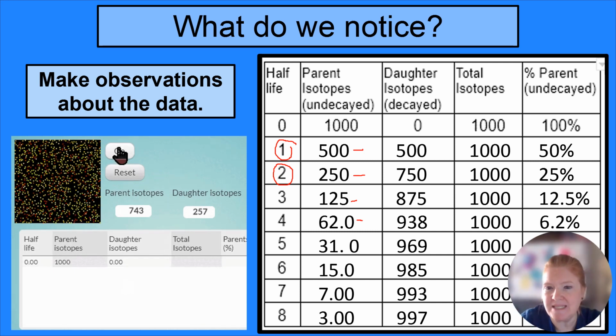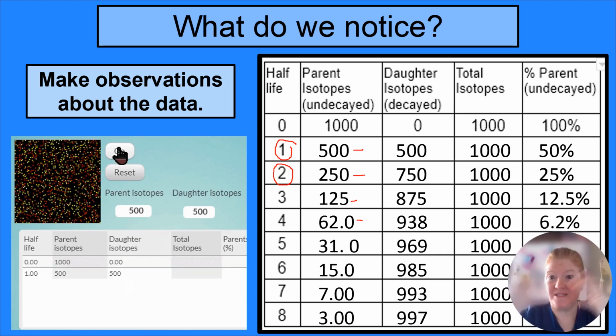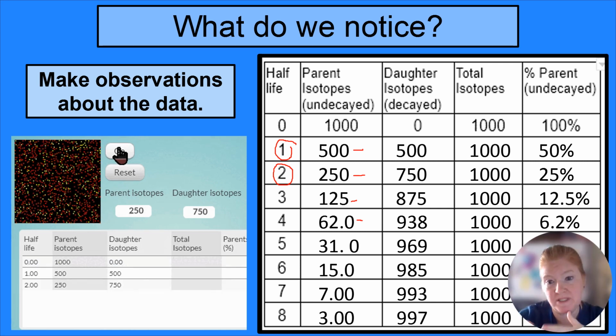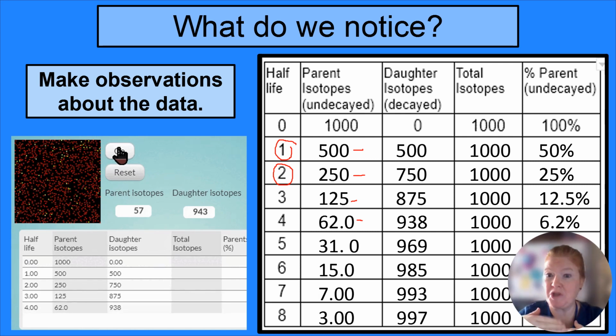And the same thing is happening to the percents. We started with 100% parent. After one half-life, we have 50%. After another half-life, we have half of 50, 25%. After another half-life, we have half of 25%, or 12.5%.